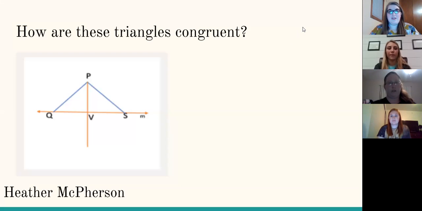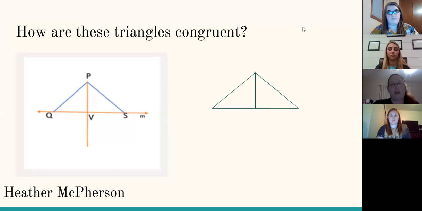Hey, Heather, how are these triangles congruent? Okay, so when looking at these triangles, you have triangle QPV and you have triangle SPV. In order to tell if they're congruent, you're going to look at them. They're two right triangles, and lines PQ and PS are going to be identical to each other.